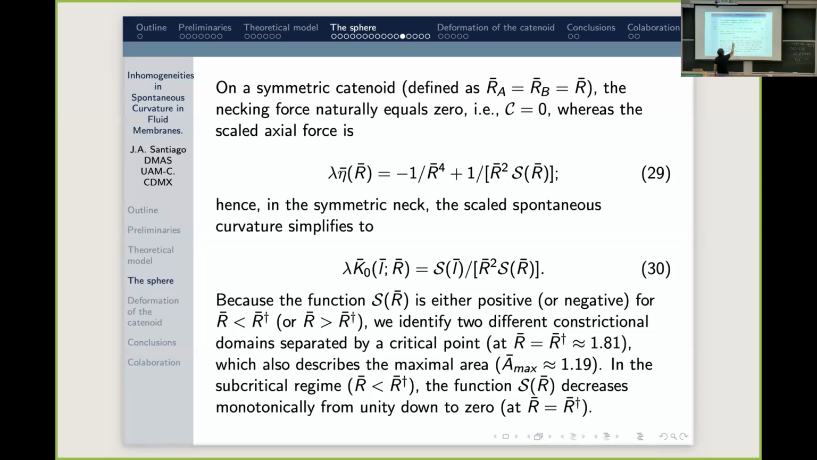For instance, the spontaneous curvature, because this function has a zero at this critical point. Thus, there is a very nice behavior, because we have two branches: for R less than the critical point, and for R greater than the critical point.